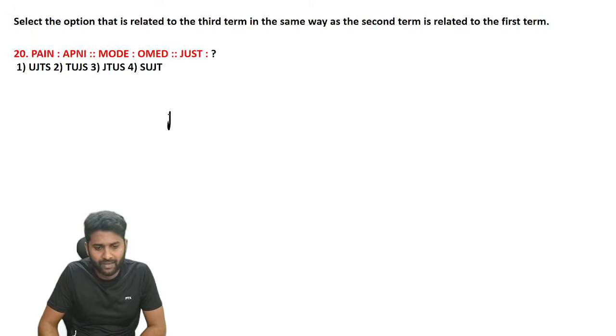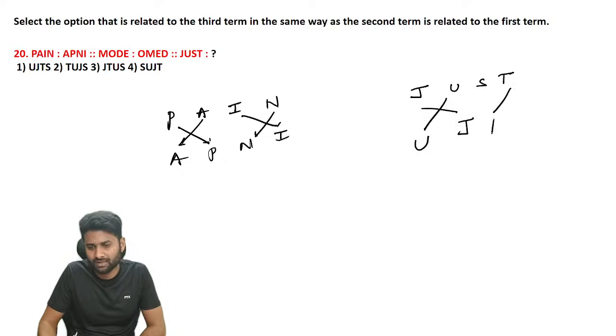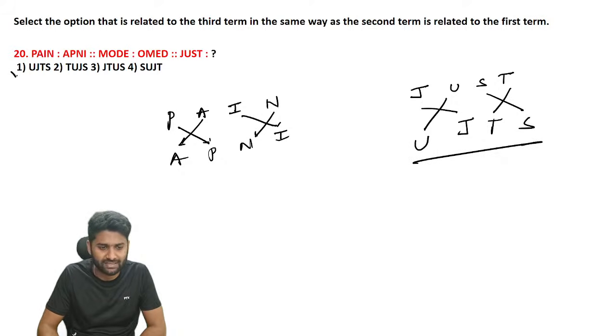Now see here, pain is coded as APNI. Again, interchange the adjacent letters. That is the logic. MODE as OMED. Then how about the gist? So UJTS. So the answer UJTS is the correct answer.